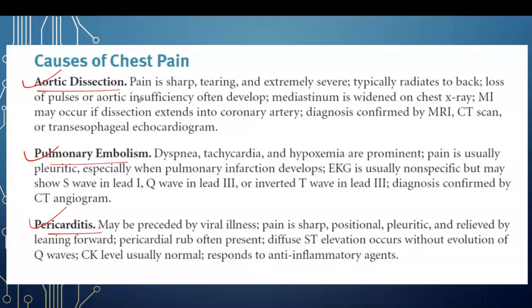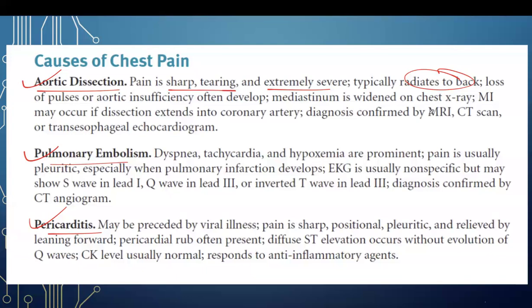Whereas if it is an aortic dissection, the pain is usually retrosternal, so central chest pain, and the pain will be much more severe than even an MI patient. The pain is sharp, excruciating, tearing, and it is extremely severe. And a very important clue is chest pain which is retrosternal, radiating to the back.